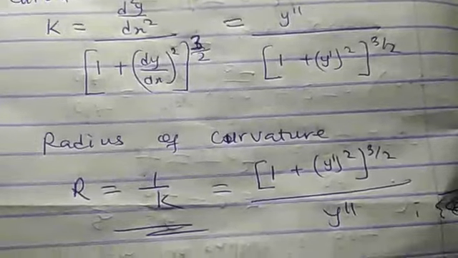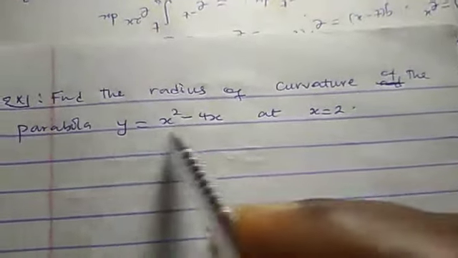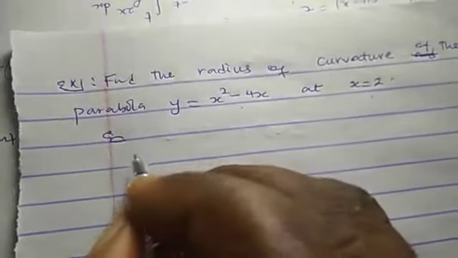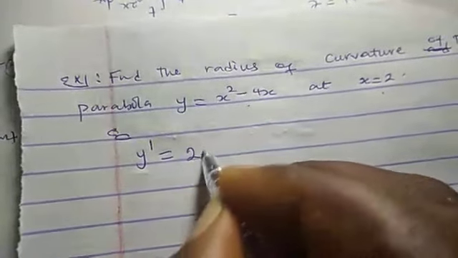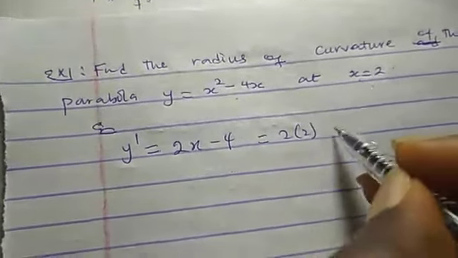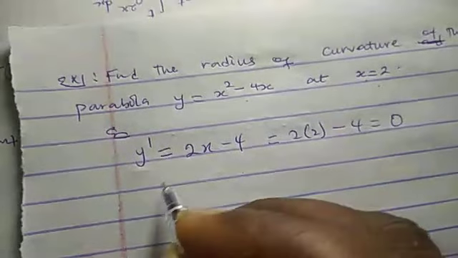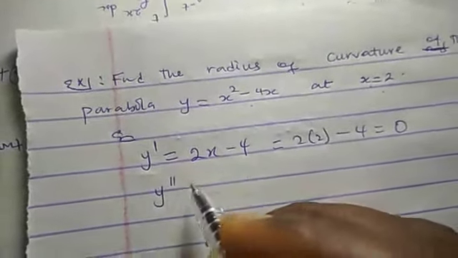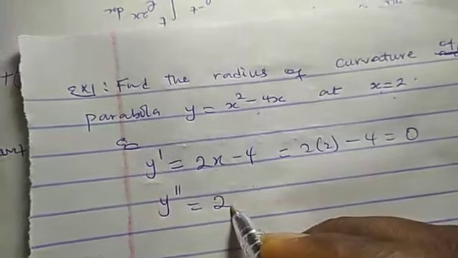So let's take an example. Find the radius of curvature of the parabola given here at x equal to 2. Solution: to do this, I will need to differentiate. If I differentiate this function, I will have 2x minus 4. They said at x equal to 2, so our answer is 2 times 2 minus 4, which is 0. Secondly, I will differentiate once again. If I differentiate this, I will have 2.